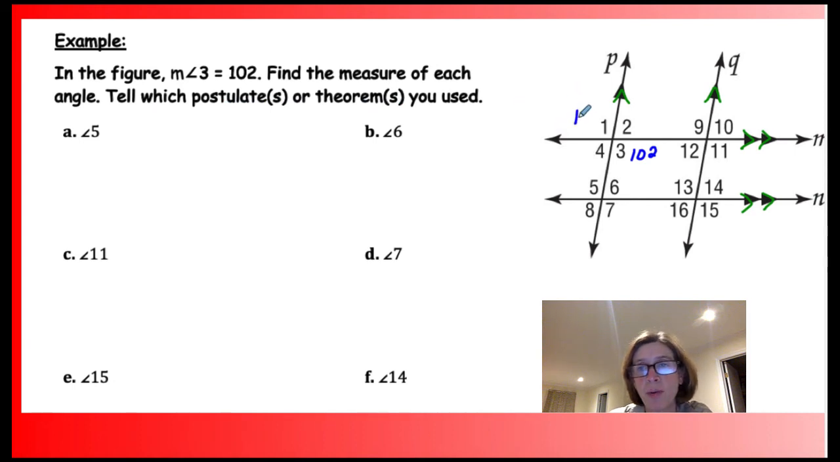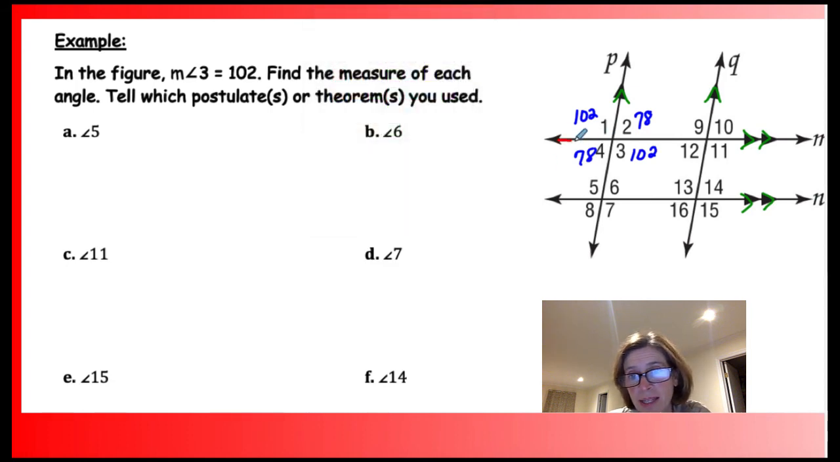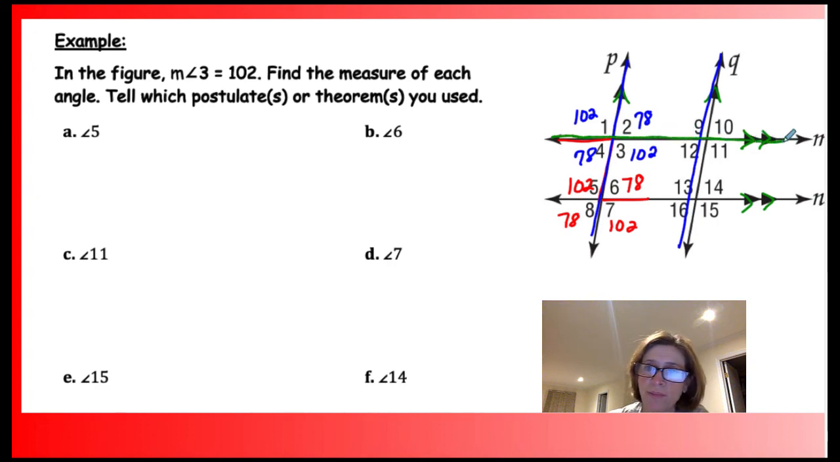All right, so I know angle 1 is 102, and that tells me that angle 2 is 78 and angle 4 is 78. So I look for my Z. I'm going to actually switch to red here, and I can see there's a Z right there. So that tells me 6 is 78, 5 is 102, 8 is 78, and 7 is 102. But now I've got to kind of look sideways. And if these are my parallel lines, this green line actually kind of behaves like a transversal, right?